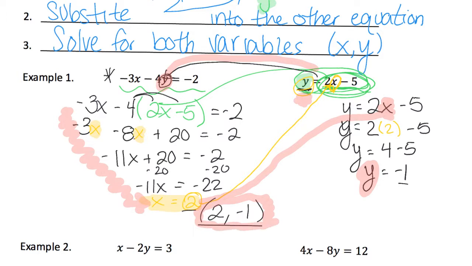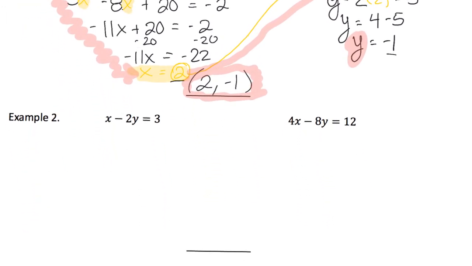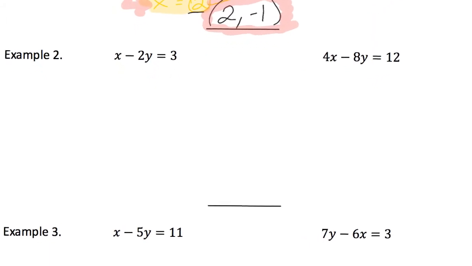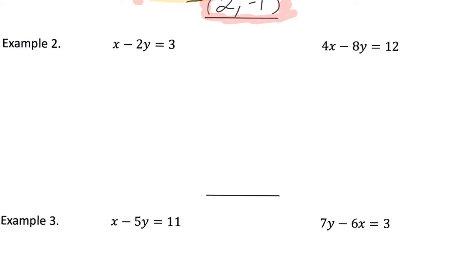Okay, so let's do one more example together. So our first step is to get x or y alone. So we don't have x or y alone here. So I'm going to get x or y alone. I notice that this x has a coefficient of 1, so it's going to be easier to get that alone. All I have to do is add 2y to both sides. So I have x is equal to 2y plus 3.